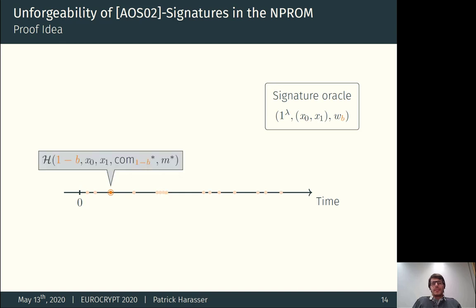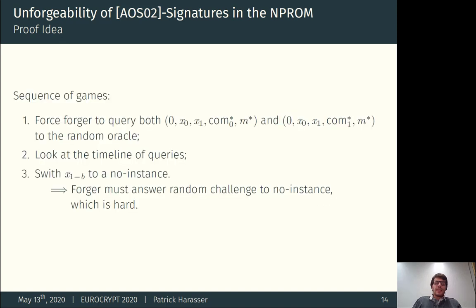This means that there is roughly a 50% chance that the first among the queries involving M star made by the forger is about the commitment for the instance that the signature oracle does not have a witness of. And in the next game hop, we switch this other instance to a no instance, so to an instance that does not have a witness.